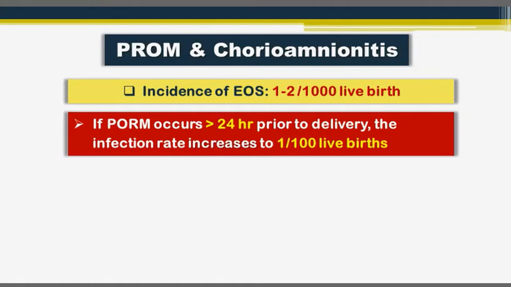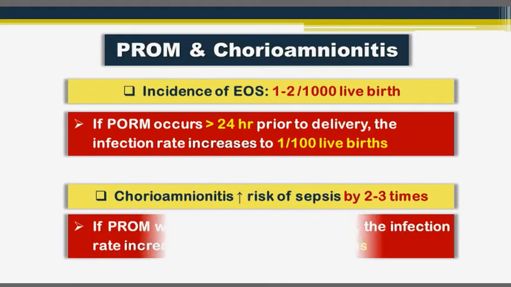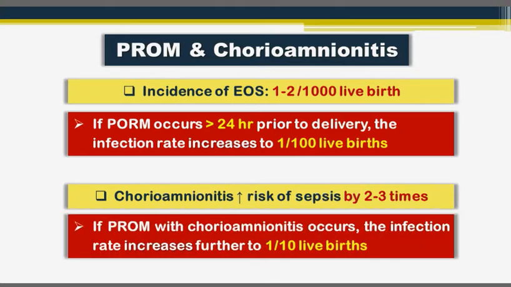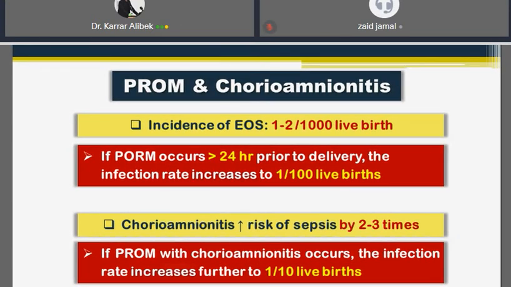Look at the difference: 1 in 100 if the probe occurs more than 24 hours of life. Presence of chorioamnionitis will increase the sepsis risk by 2 to 3 times. So if there is probe with chorioamnionitis, the infection rate will increase further to 1 in 10 live births. Incidence of early onset in general is 1 to 2 in 1,000. Presence of a probe and chorioamnionitis makes it 1 in 10.